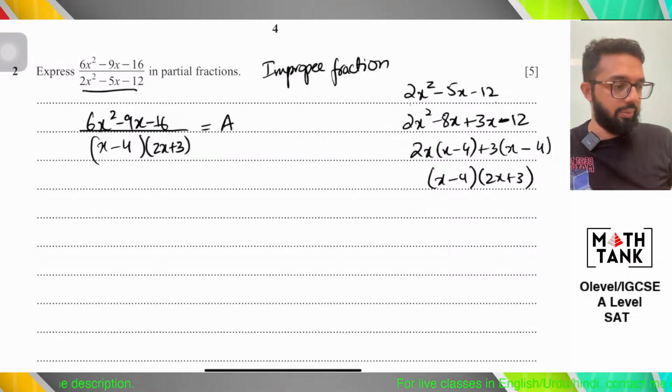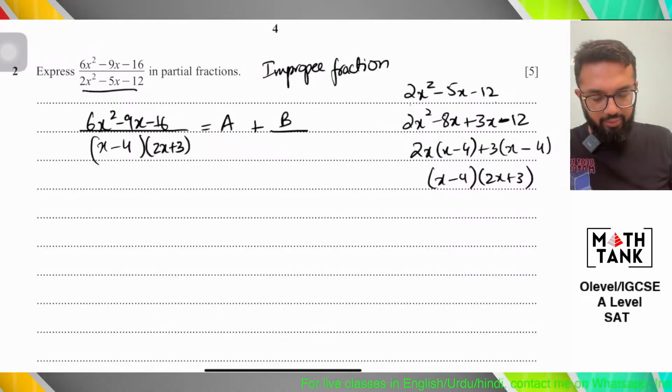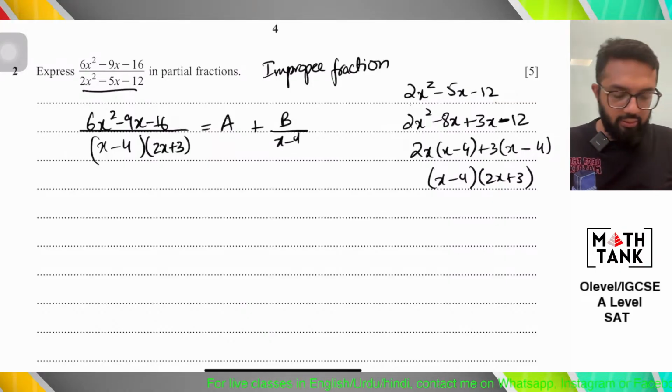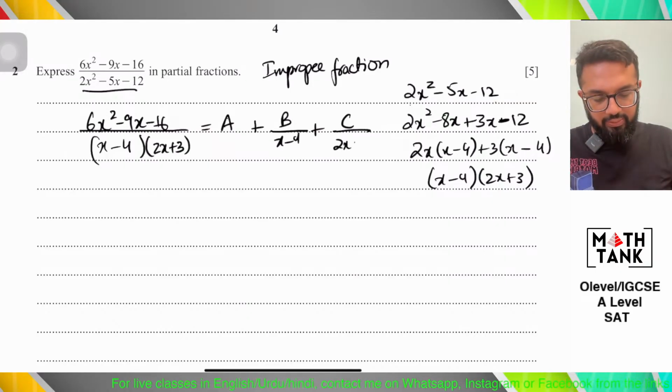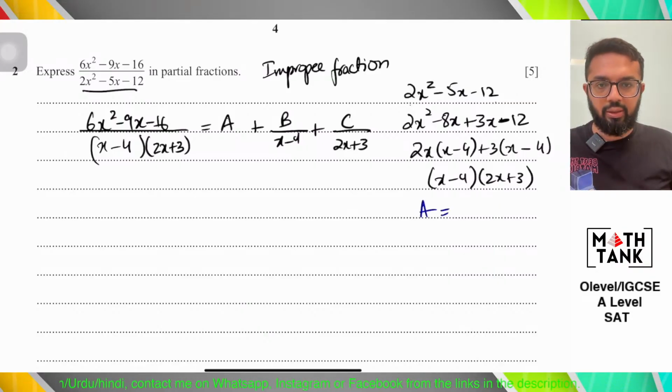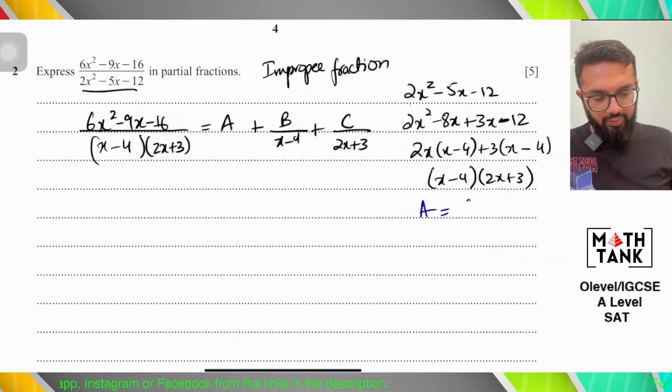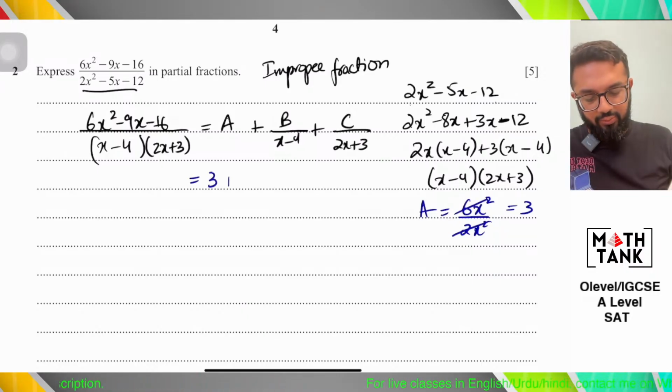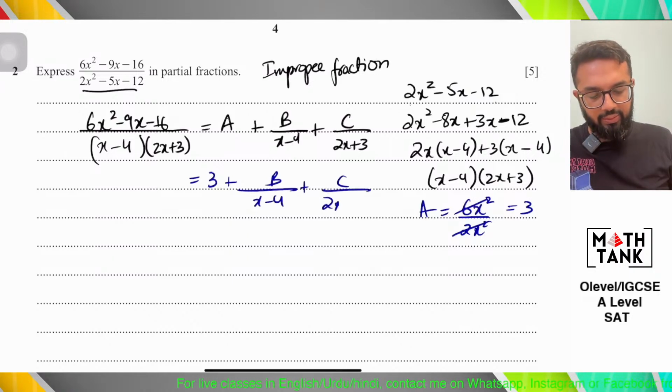It's going to break up into a plus b over x minus 4 and c over 2x plus 3. How do you find a? You divide the highest powers only. Okay, so the highest powers are 6x square and the denominator square. That's a total of 3. 3 plus b over x minus 4 plus c over 2x plus 3.